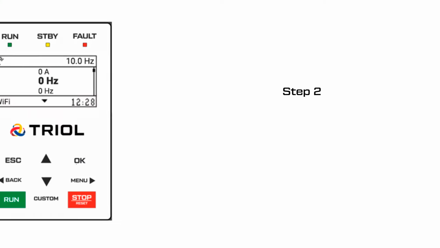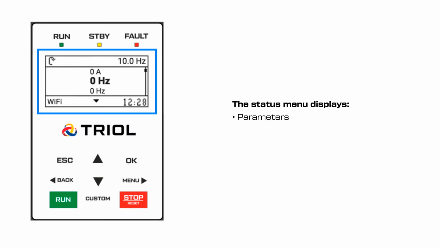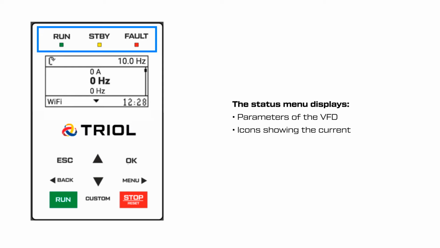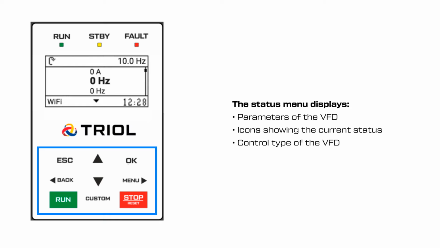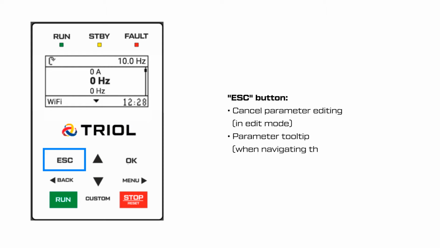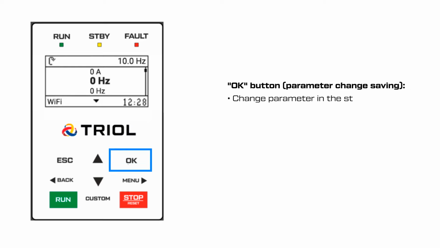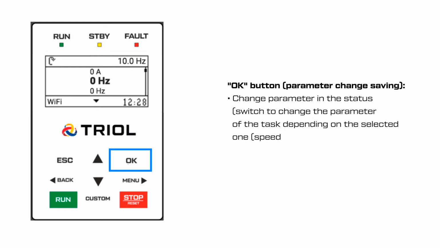Step 2. Description of the remote control panel main screen interface. The status menu displays parameters of the VFD, icons showing the current status, control type of the VFD. Escape button: cancel parameter editing, in edit mode; parameter tooltip, when navigating through the group. OK button: parameter change saving; change parameter in the status, switch to change the parameter of the task depending on the selected one: speed, frequency, time, current.